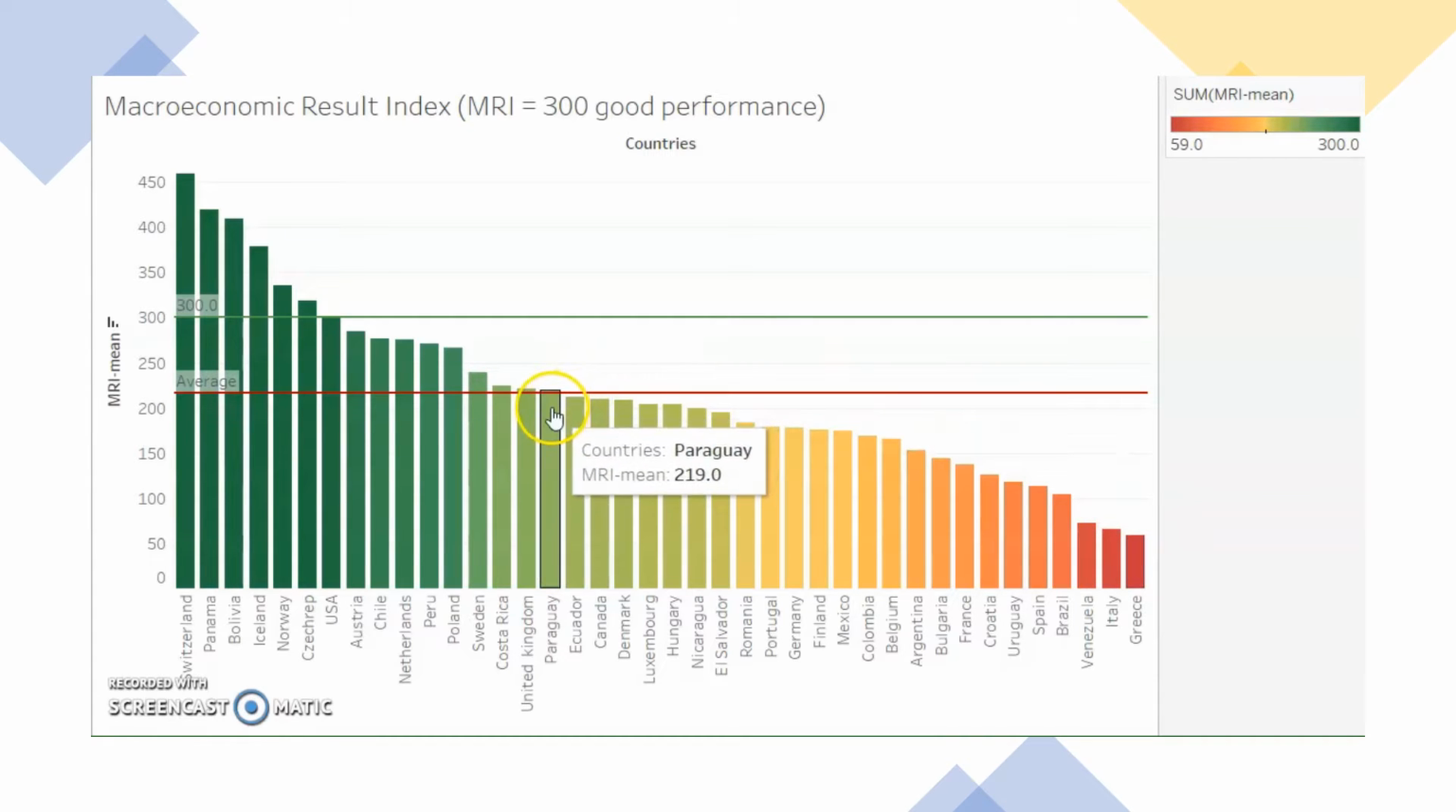On the average, we have Paraguay, United Kingdom, Costa Rica, and on the 300, we have the United States, and the highest level of 459 for Switzerland. With this information about 40 countries during 42 years of analysis, I think that the MRI could be considered as a reasonable measure of the economic performance for a country around the world.